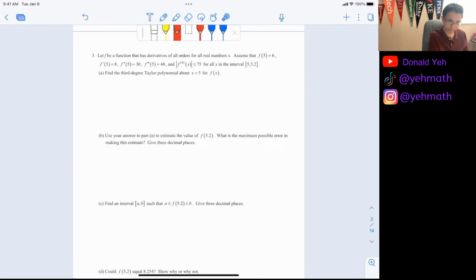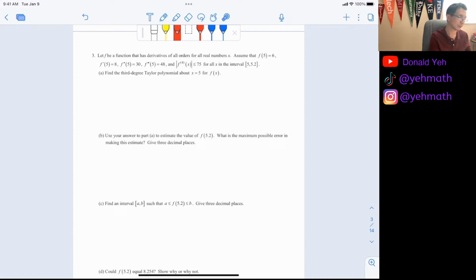Taylor says the center isn't 0. It's about 5, so the center is 5, which means x minus 5.